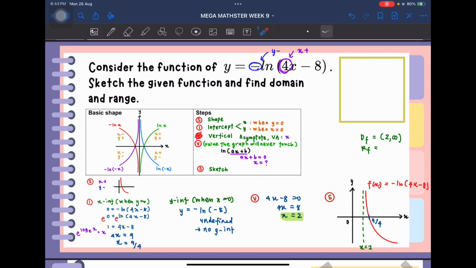Okay, so what about the range? So range for log function, dia akan sentiasa negative infinity to positive infinity. Alright, so that's it in this video.